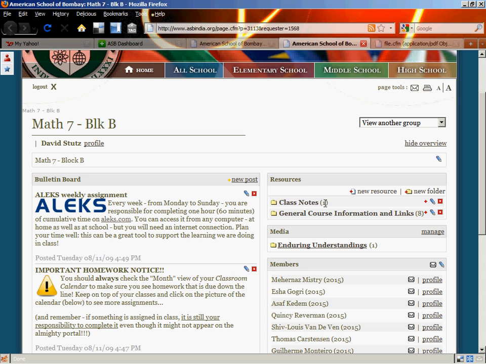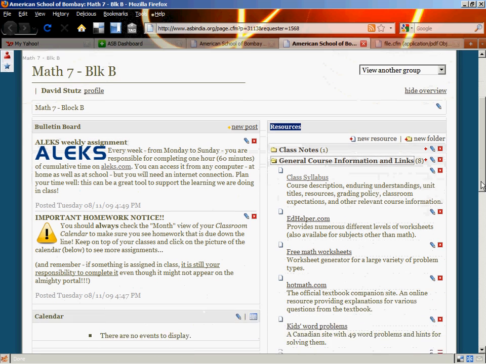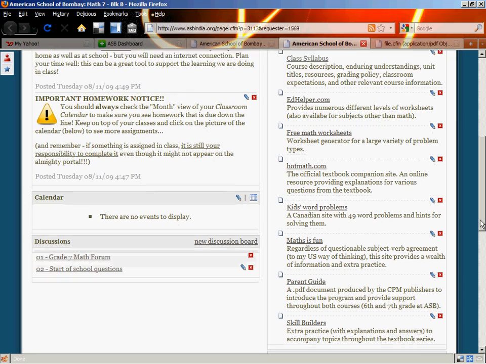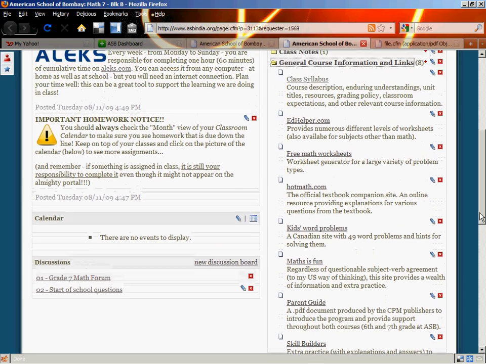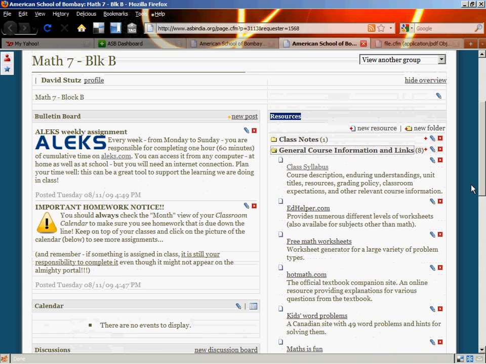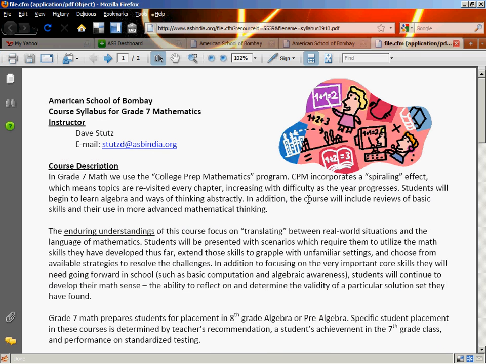The syllabus will be here in the resources part of the page under general course information and links. The very first link there is the course syllabus. Below that, you'll see a number of website links that will take you to places where you can have extra practice and extra fun doing math. But for now, we'll just concentrate on the syllabus and what the class is all about.